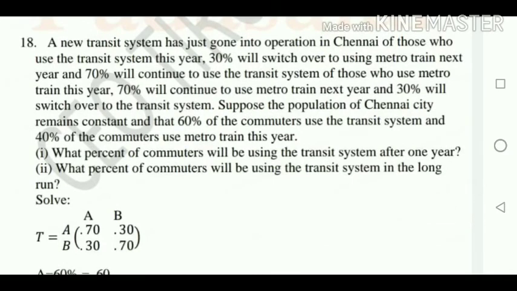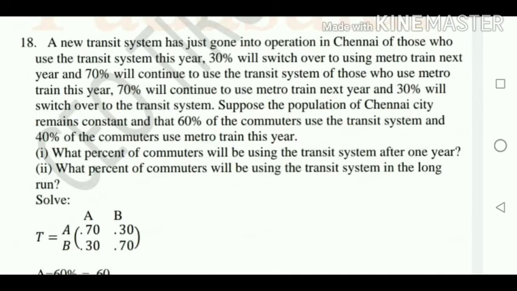the next question, here also we are doing the same thing, that is applying the transition probability matrices. A new transit system has just gone into operation in Chennai. Of those who use transit system this year, 30% will switch over to using metro train next year and 70% will continue to use the transit system. Of those who use metro train this year.